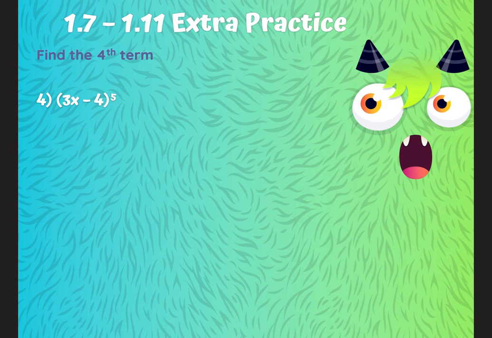But this one, it says to find the 4th term. So if it's raised to the 5th power, there are 6 terms. 1, 2, 3, 4 is the one I want. That means take the first thing, and this would be 5, 4, 3. So the first thing is being raised to the second. The second thing, which is -4, is being raised to the third. These two should add up to 5. So you can either count up and down or do it that way.